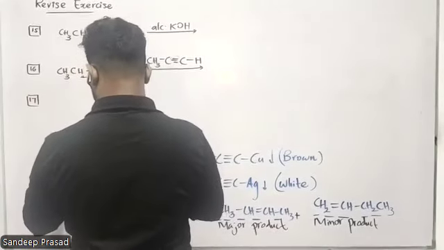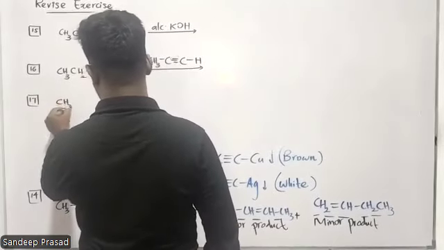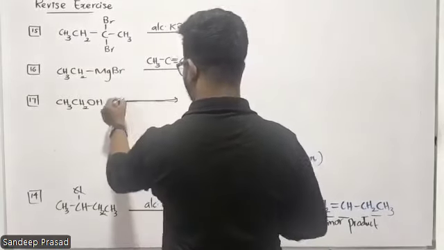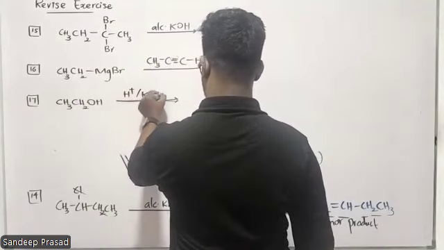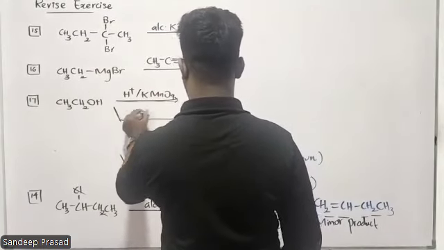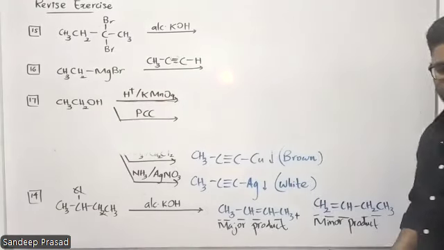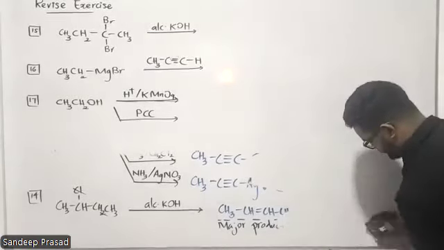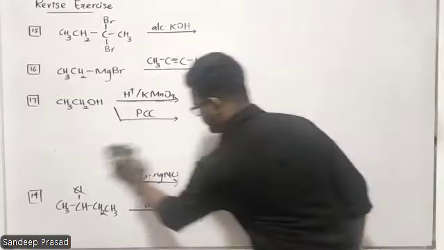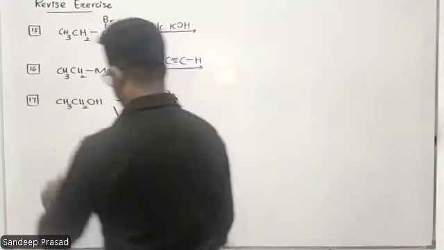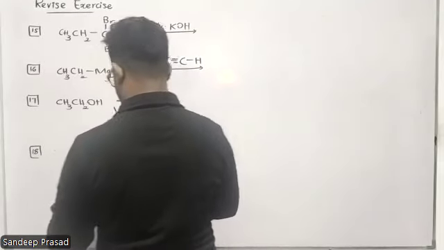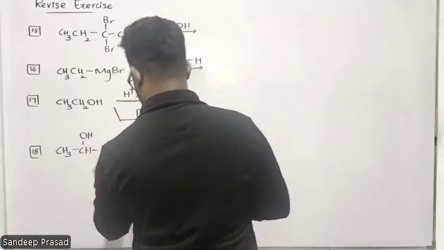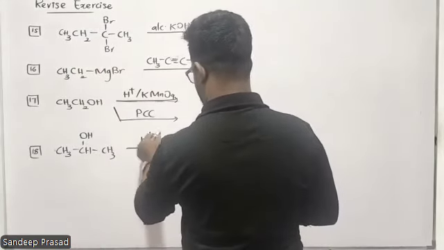Number 17: we have an alcohol, CH3CH2OH, and we are adding acidic KMnO4 and PCC. Then what are the products? Number 18: we have a secondary alcohol. So these are oxidation of alcohols, with acidic CrO3.